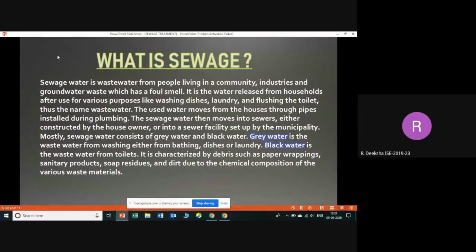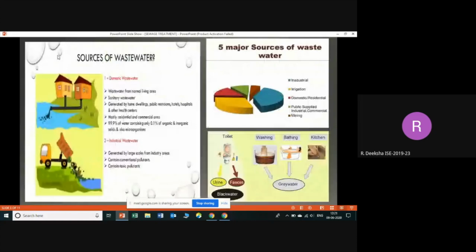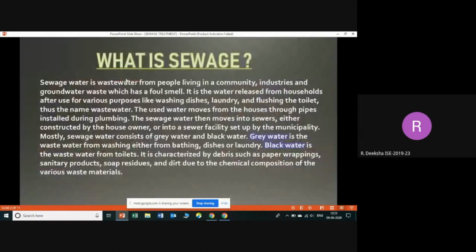Sewage water mainly consists of grey water and black water. As you can see here, I've highlighted both. Grey water consists of the waste collected from sinks, bathtubs, showers, dishwashers, and washing machines, and black water is the water used to flush toilets combined with human waste and toilet papers. So basically, sewage travels from a building's plumbing into the on-site sewage facility.